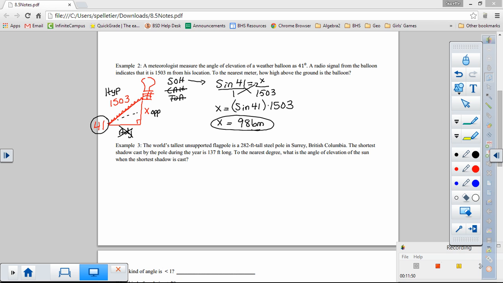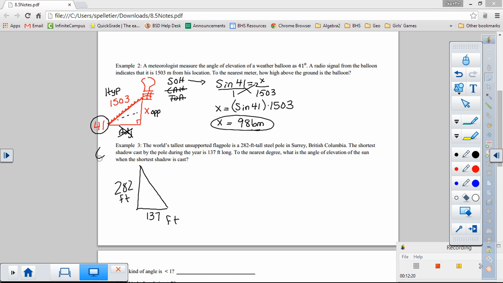The third example: the world's tallest unsupported flagpole is 282 feet high. It is in Surrey, British Columbia. The shortest shadow cast by the pole during the year is 137 feet long. The shortest one. Okay.